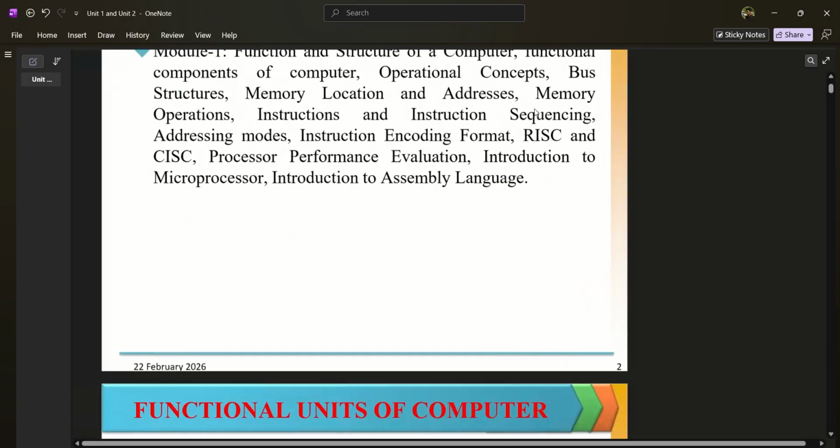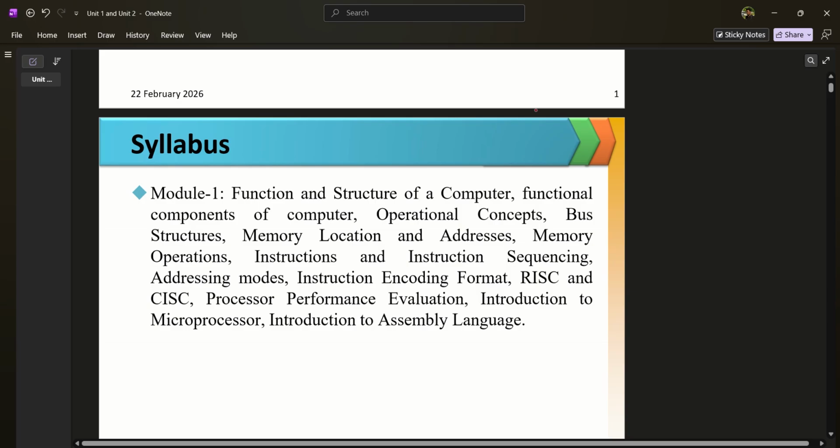So this is going to be the syllabus. We'll go to the actual stuff.